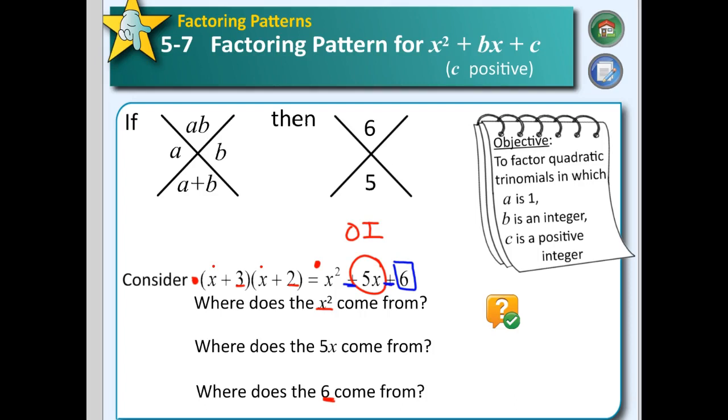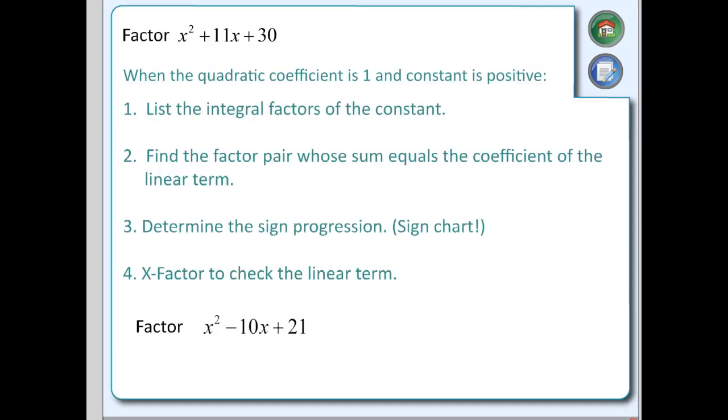Now, I've tried to break it down for you in a few steps, and let's look here. If I wanted you to factor x squared plus 11x plus 13, well, first of all, my quadratic coefficient is always going to be 1. There's an understood 1 there. And my constant term, C, is going to be positive.